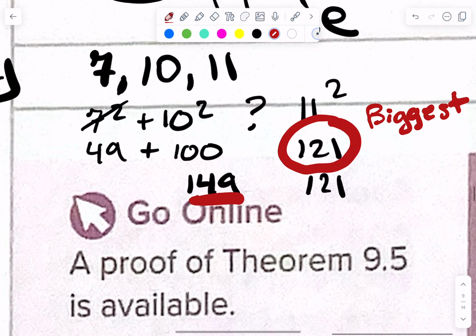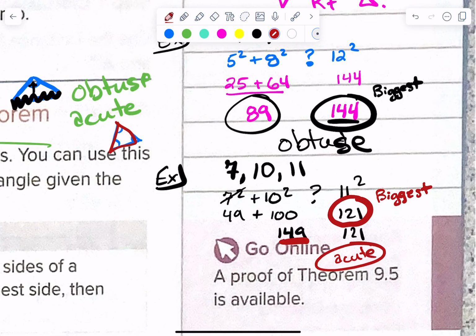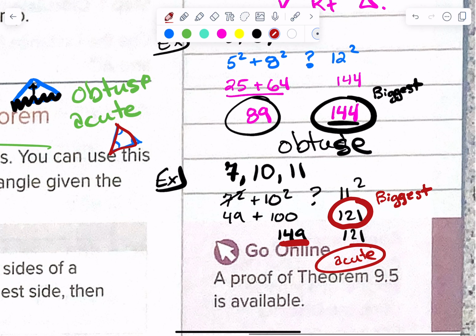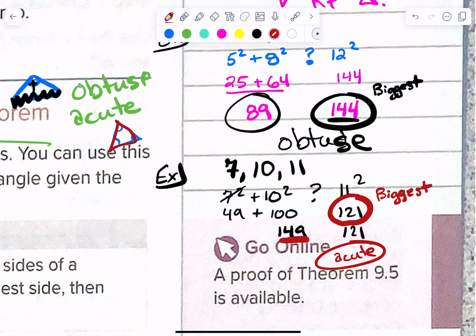Does that make sense? Okay, so if your A and B is bigger than your C, it's going to be acute. If your A and B is smaller than your C, it's going to be obtuse. Make sense?